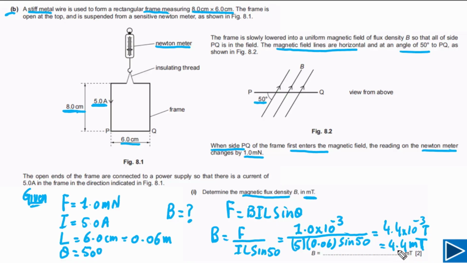And this question has 2 marks. The first mark you will get if you have written this formula. So this is the C mark. And the second mark is the answer mark, if you have got the right answer. This is how marks will be awarded.